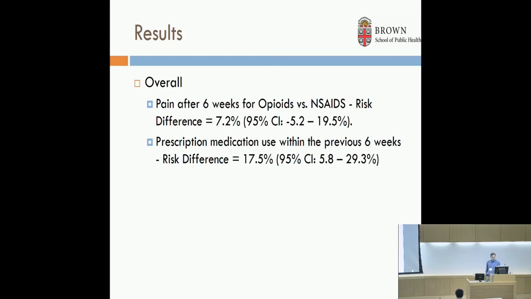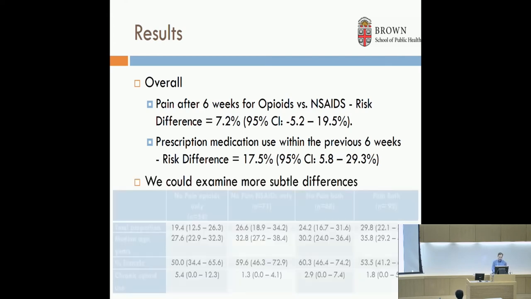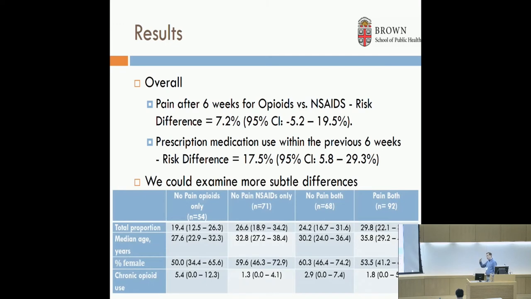Okay, so this is the overall results. We couldn't find a significant difference in pain between opioids and NSAIDs. It was positive but not significant. But we did see that people who were started on opioids would still be on opioids. About 17% of the population would still be on opioids at that point. So that's the general finding.